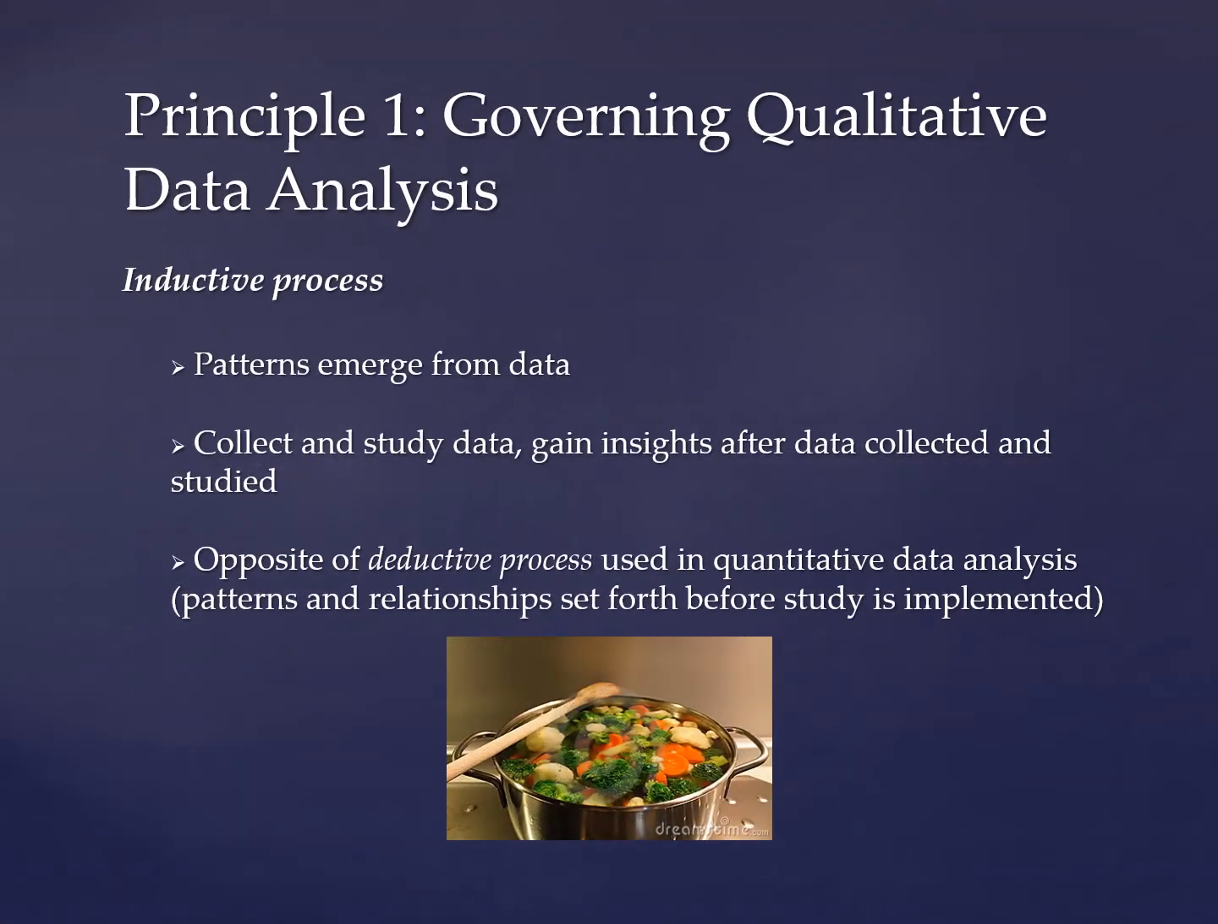The first principle of qualitative data is the inductive process. This is saying that patterns emerge from the data. We collect and study the data and gain insights after it's collected and studied. So this is the opposite of the deductive process that we use in quantitative studies, where patterns and relationships are set forth before the study is implemented. So with quantitative, we already have an idea of what we're looking for, and we're trying to find data related to that. In qualitative data, we're getting to the data and letting the things come to us, so to speak.